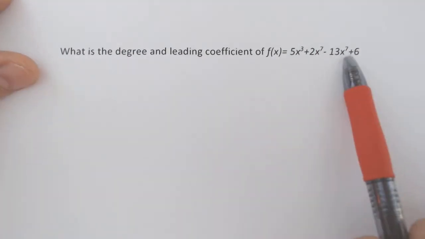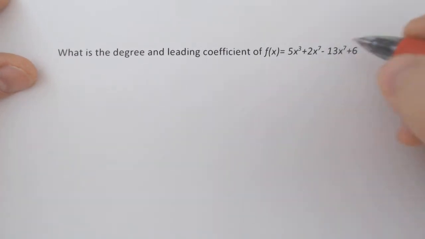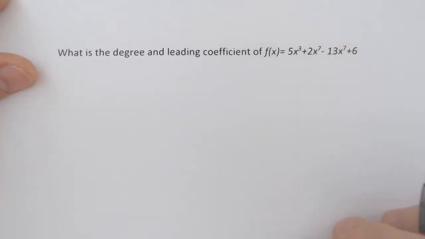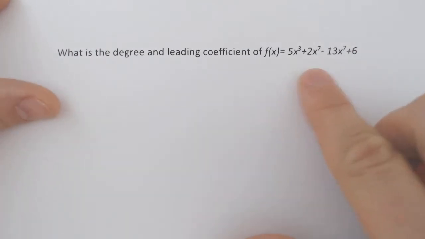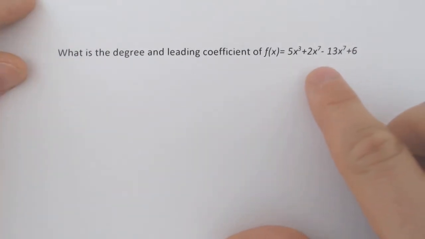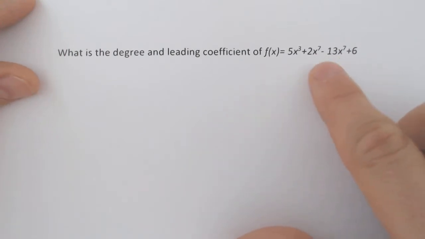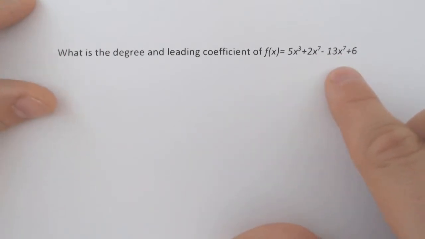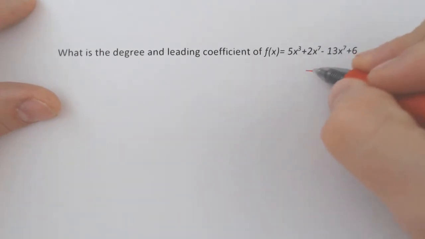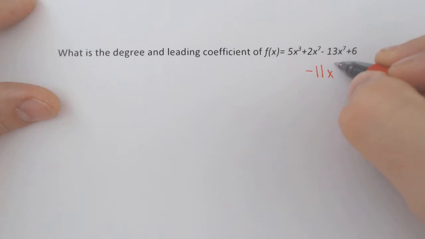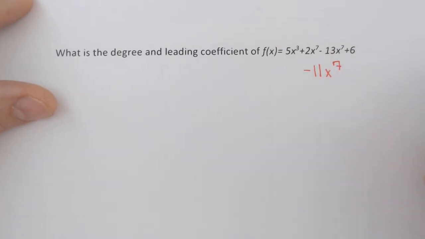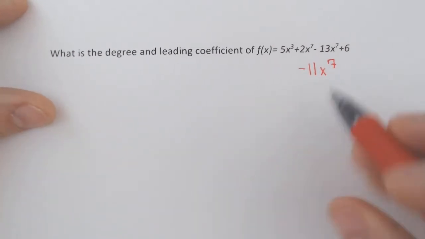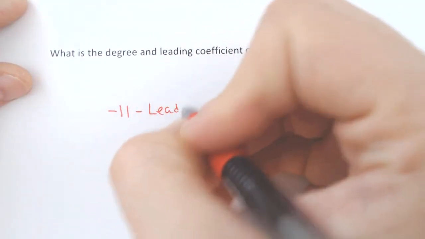So you have to pay attention to the way that it is presented and also be very careful because this one is especially different because the leading coefficient would have been either 2 or 13, but notice how both of those are x to the 7th? Well, if you have 2x to the 7th and negative 13x to the 7th, they combine to make negative 11x to the 7th. And the negative 11 is going to be the leading coefficient.